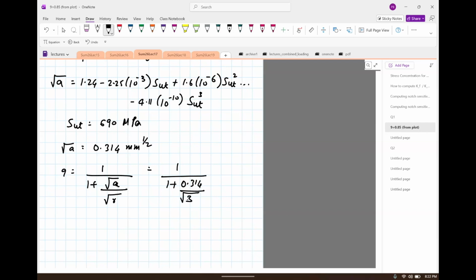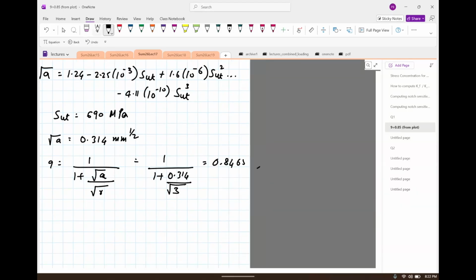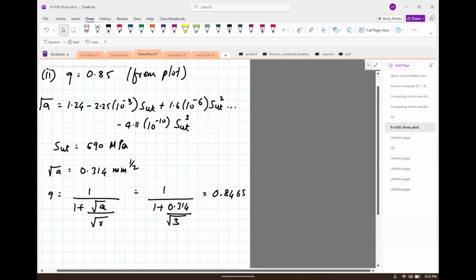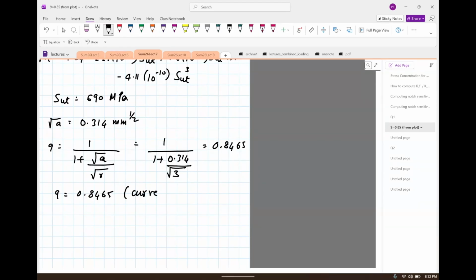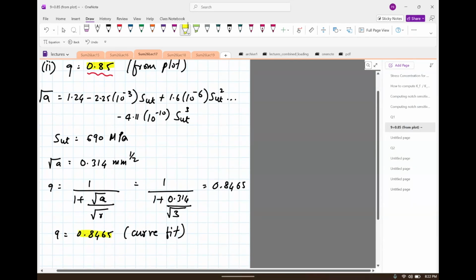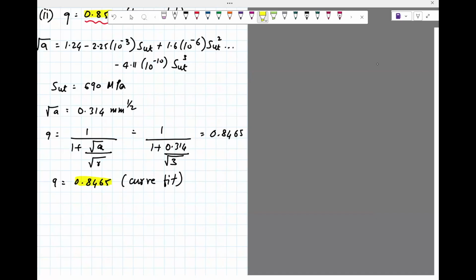Square root of R is going to be square root of 3. Comes out to be 0.8465. Okay, so you can see its value is probably very close. So this is what I got from the plot. And then Q is 0.8465 from curve fit. So they are indeed very close: 0.85 versus 0.8465.